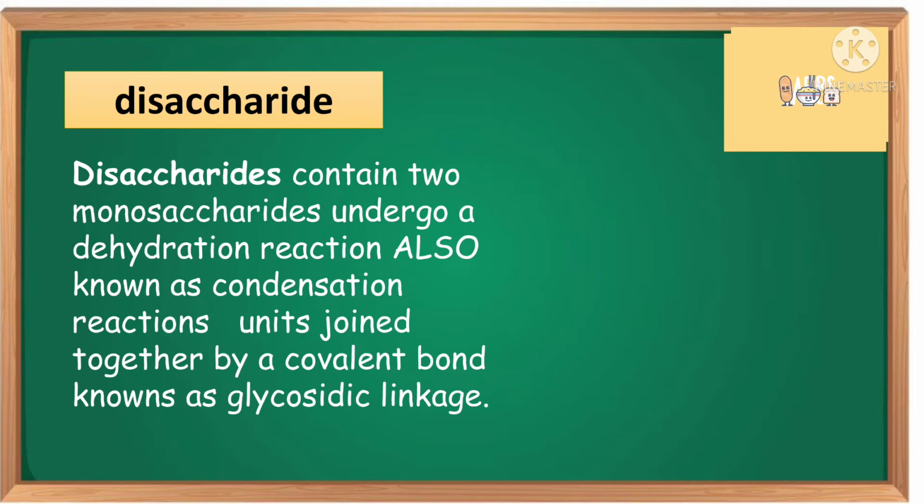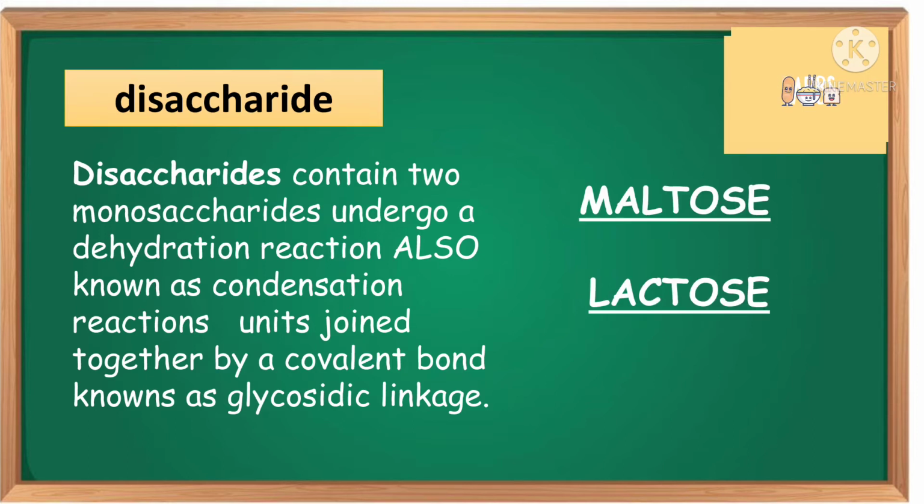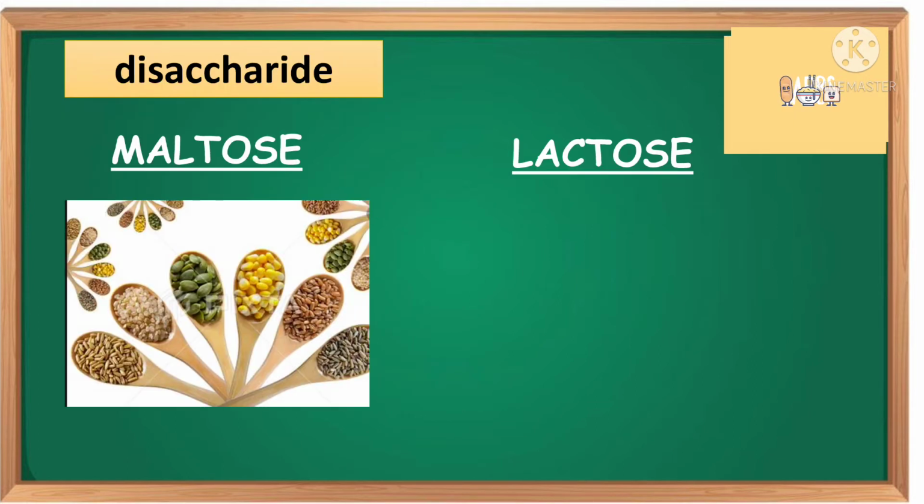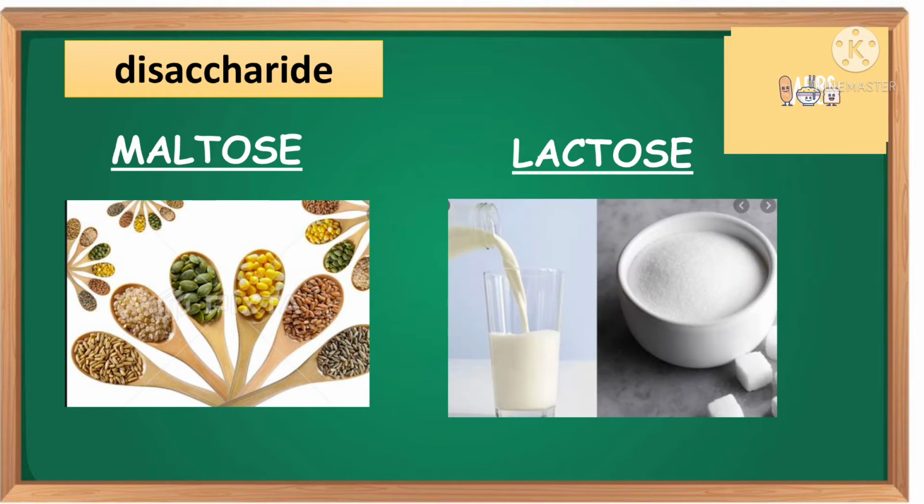Second, we have disaccharides. Disaccharides contain two monosaccharides that undergo a dehydration reaction, also known as a condensation reaction. The units are joined together by a covalent bond known as a glycosidic linkage. Maltose and lactose are other disaccharides. Maltose is an example of a disaccharide made of two glucose units, which is commonly found in grains and cereals. Maltose is also known as malt sugar, while lactose is also known as milk sugar.